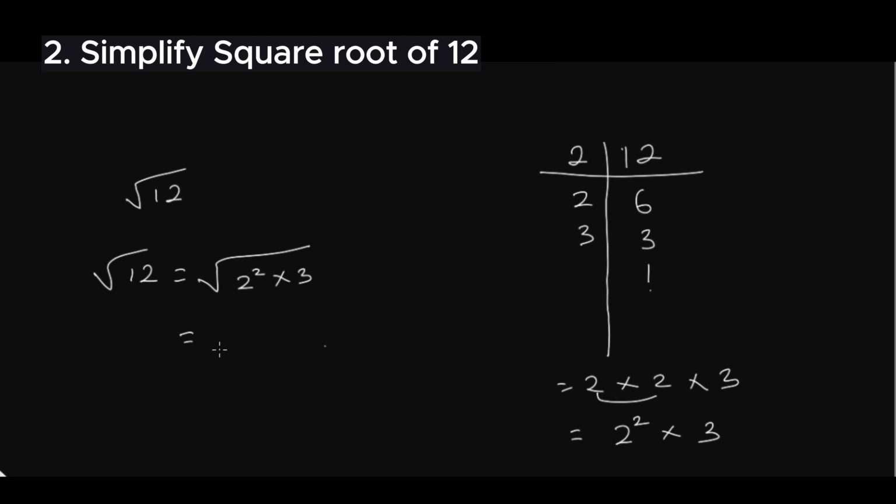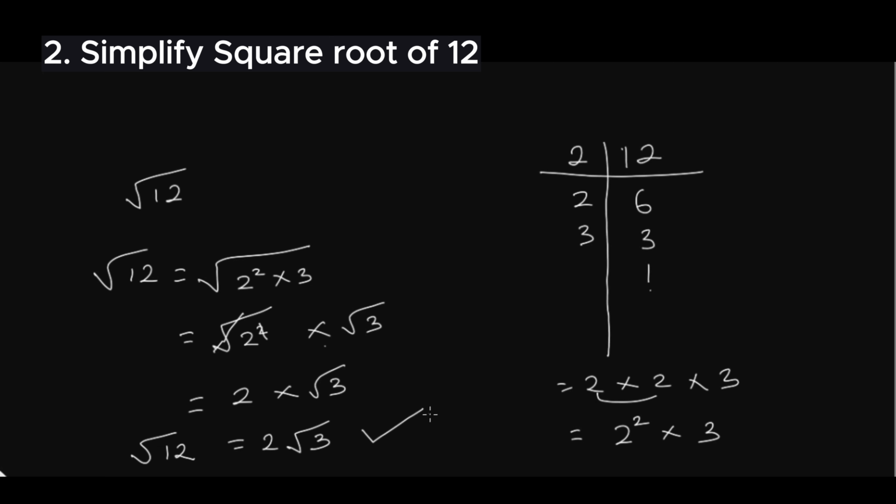Our first law states that we can separate both. So we now have root of 2 squared times root 3. Again, remember our second law states that the square root of the square of a number gives that number. So the square root of the square of 2 will give us 2 because the power will cancel the square root. So we have 2 times root 3. So therefore, root 12 in its simplest form or simplest surd form is 2 root 3. So that is our final answer.